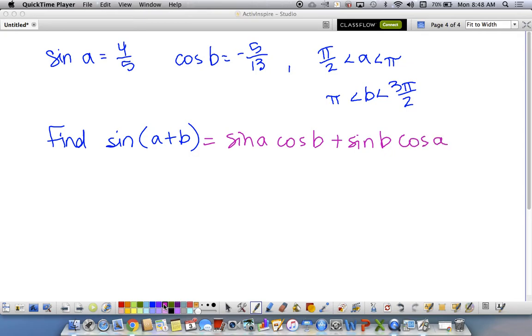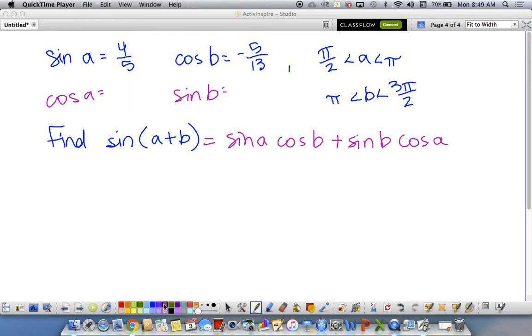Okay. What's another thing you thought of? Emma, what's something else you thought of? I realized that I was missing two. Okay, you realized you were missing two. Could you find them? Which two were you missing? Sine B and cosine A. Okay.